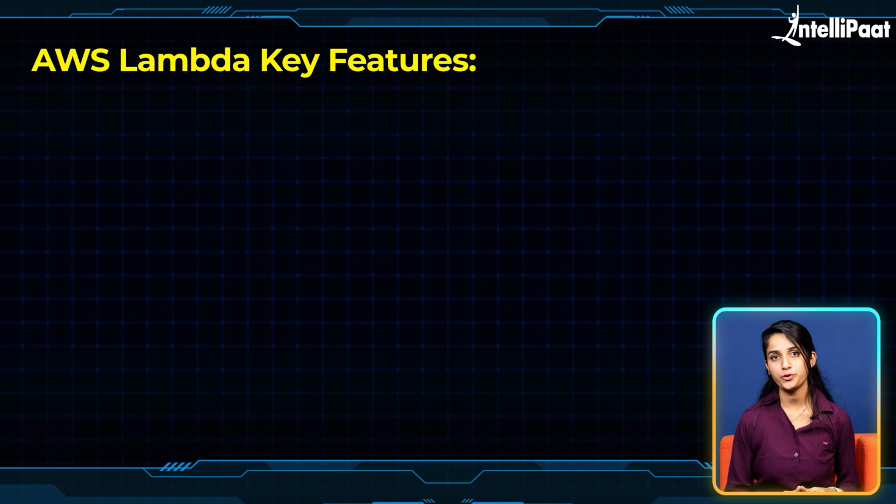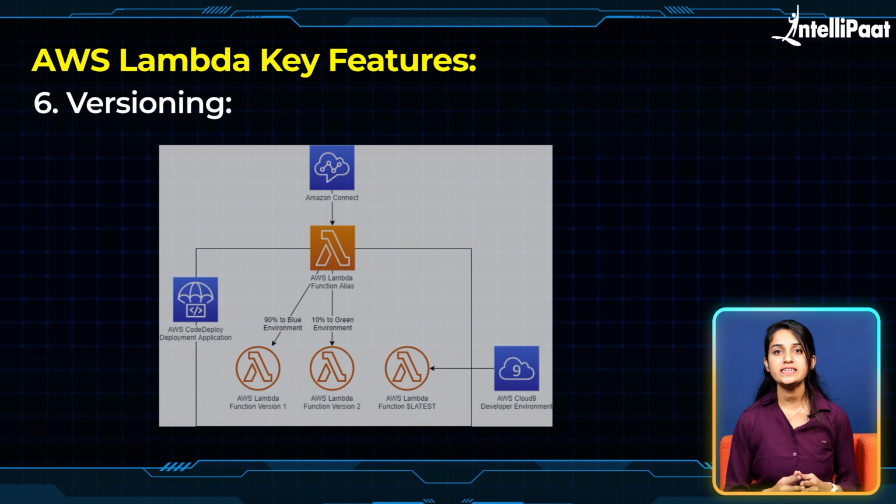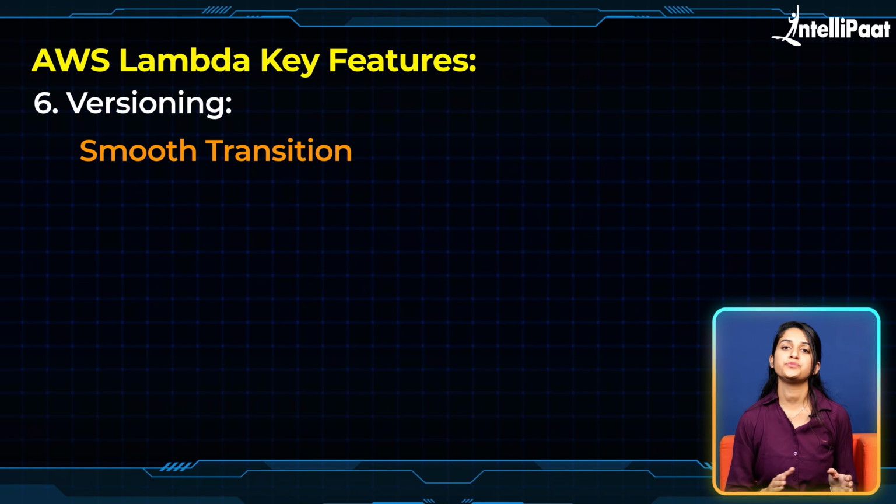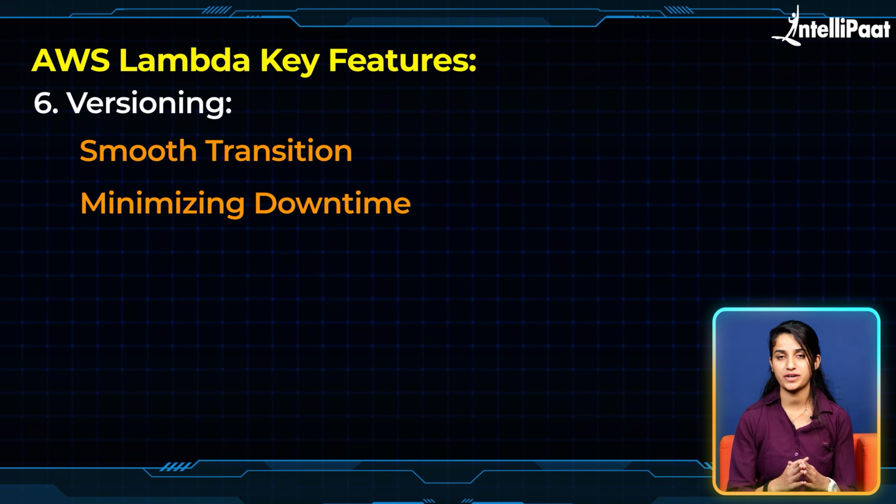Now coming to the last point, that is versioning. It simply means being able to manage different versions of your functions simultaneously. You can safely deploy new versions while keeping the older ones active, ensuring a smooth transition and minimizing downtime.